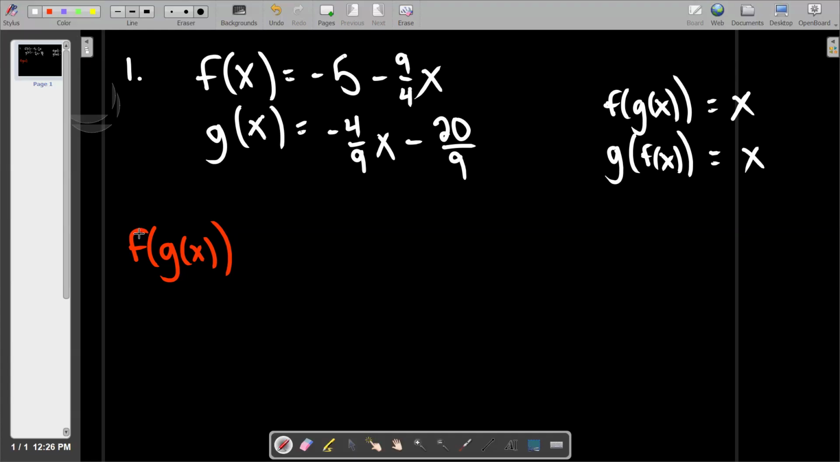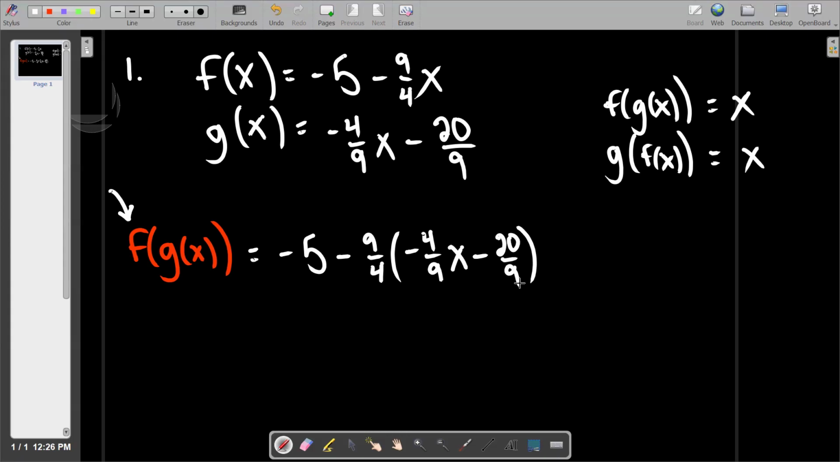So the trick, remember, we practiced this yesterday and the day before, is when we do compositions to take the outside function f and write it down. But when you get to the part that says x, you leave an awkward void. So we're going to do -5 minus 9/4 parentheses awkward void. And what's going to go into the void? Nice. So -4/9 of x minus 20/9.